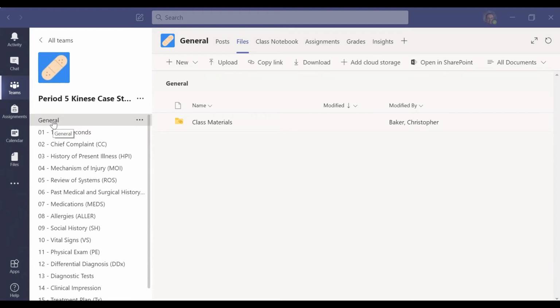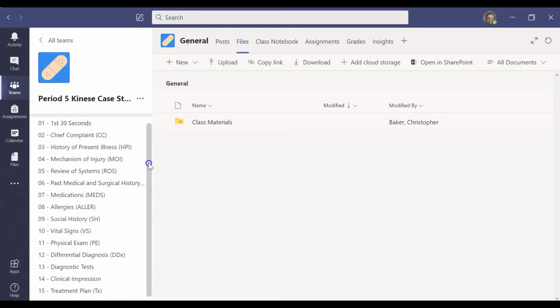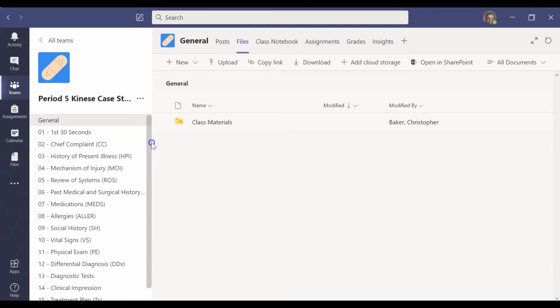So for example, the general channel here is for general questions about the course, about how to use Teams, that kind of general stuff. And I created the following 15 or 16 total channels, and I named them sequentially 0, 1 through 16. The reason I did that is because if you name them 1, 2, 3, 4, 5, once you get to 10, it messes up the way it orders them numerically. So the easiest thing to do if you'd like to keep the order is do 0, 1 all the way down to 10, then 11, 12, on and on.